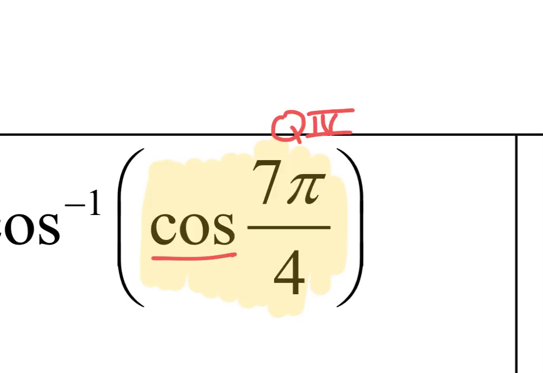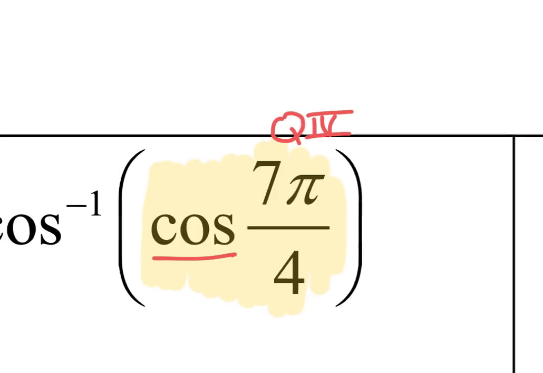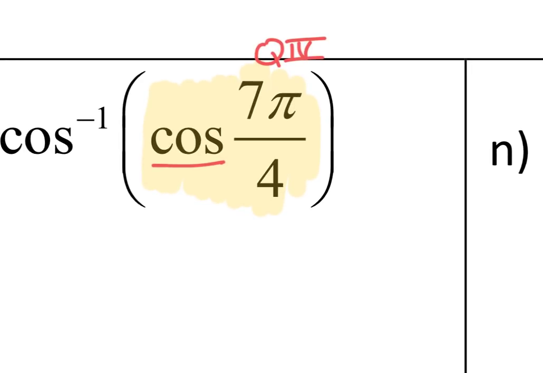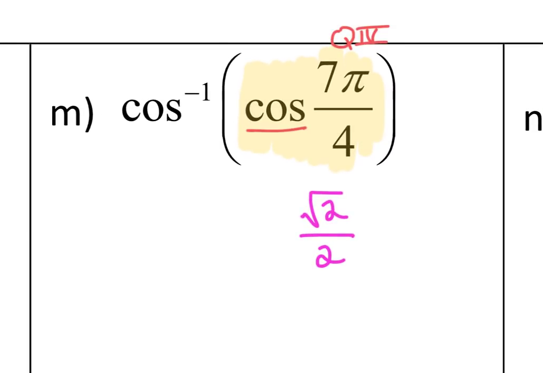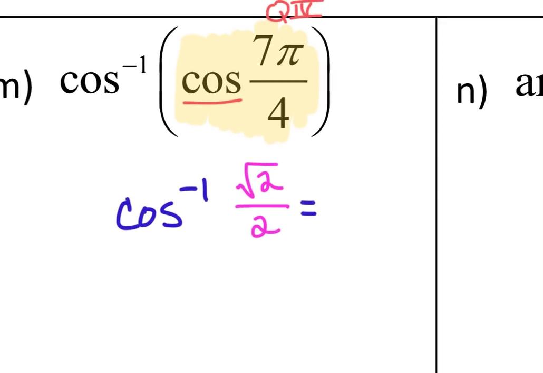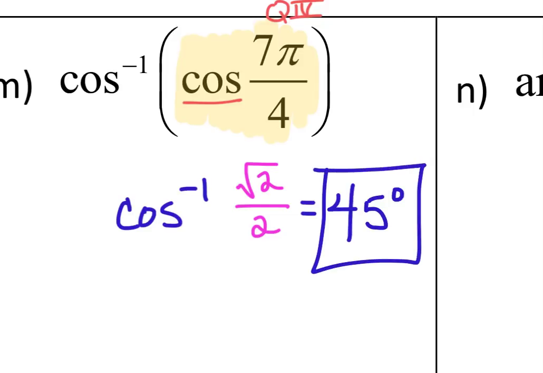Cosine is positive in the fourth quadrant. 7 pi over 4 has a reference angle of pi over 4, or 45 degrees. And so the cosine of 45 degrees is radical 2 over 2, and in the fourth quadrant it's positive. So this problem is asking, what is the inverse cosine of positive radical 2 over 2? Well, that's going to take you back to the first quadrant, and so it's just going to be 45 degrees.